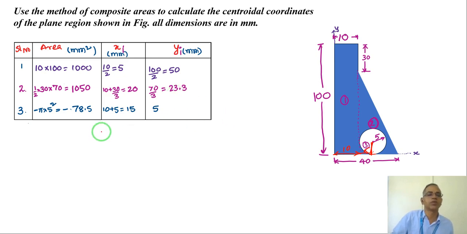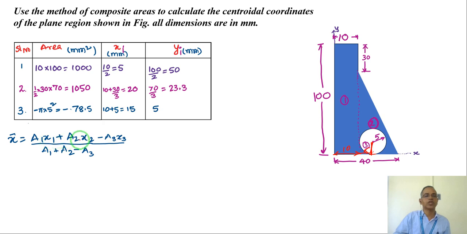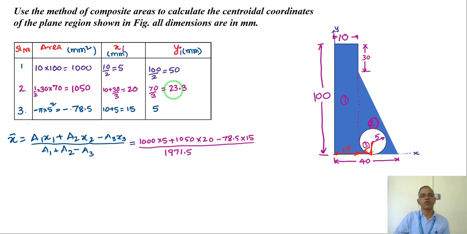Now simply use the formula a1x1 plus a2x2, actually plus a3x3 I can write. The area is not positive but negative, so I will write minus, by a1 plus a2 plus a3. Since the area is negative, I substitute minus a3. So instead of substituting a3, I am writing minus a3, so you don't have to put minus of minus plus, it is not required. Substitute these values a1, a2, a3, x1, x2, x3, y1, y2, y3.